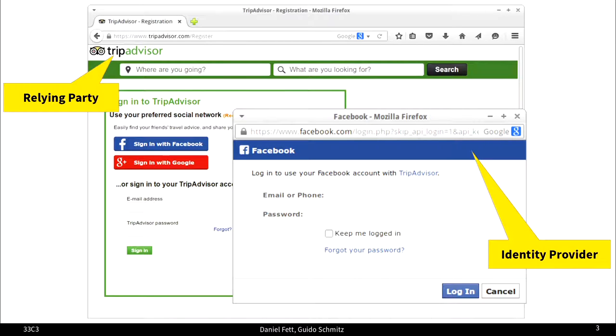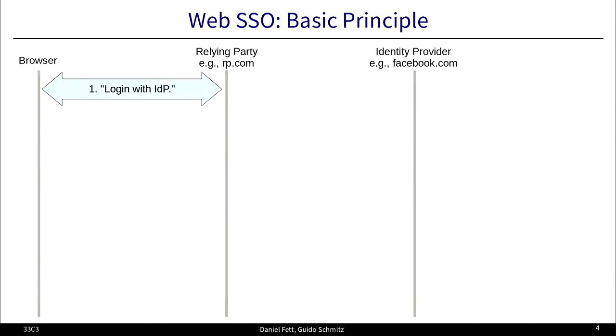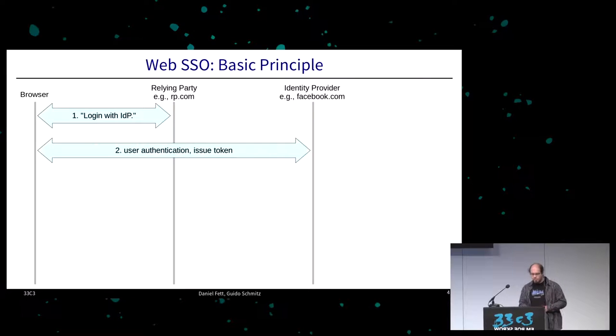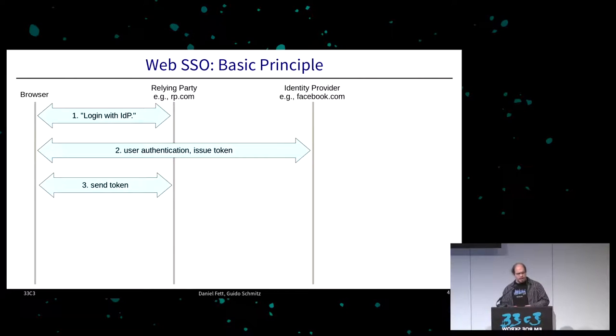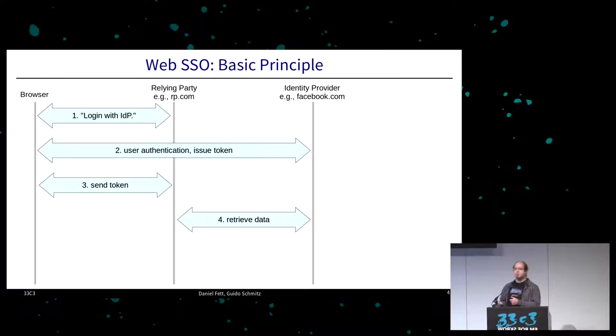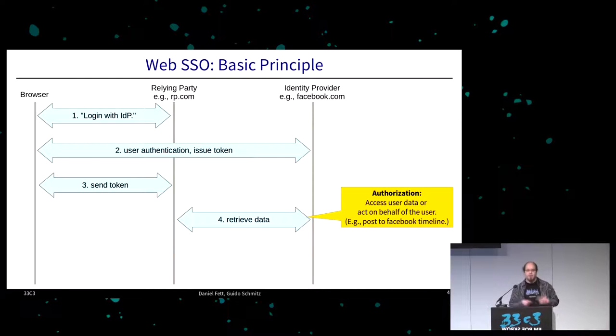And we have two parties here. We have TripAdvisor as the so-called relying party, and we have Facebook as the so-called identity provider. The basic principle of how this works is the following. First, you go with your browser to the relying party. You say, I want to log in with that IDP. Then you contact your identity provider and authenticate there. And this identity provider then issues some kind of token. And this token you give to the relying party. And the relying party can now use this token to access some parts of your account at the identity provider. And this is called authorization.